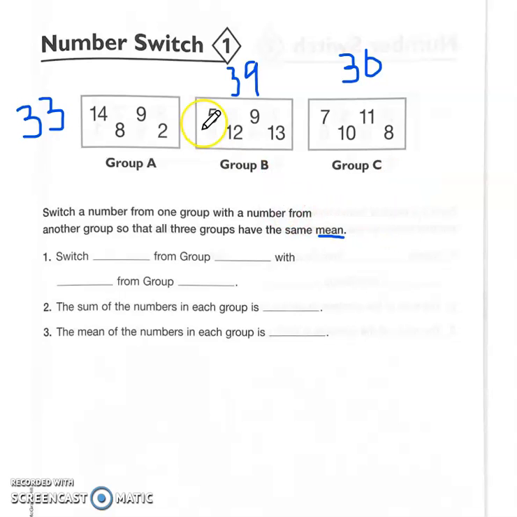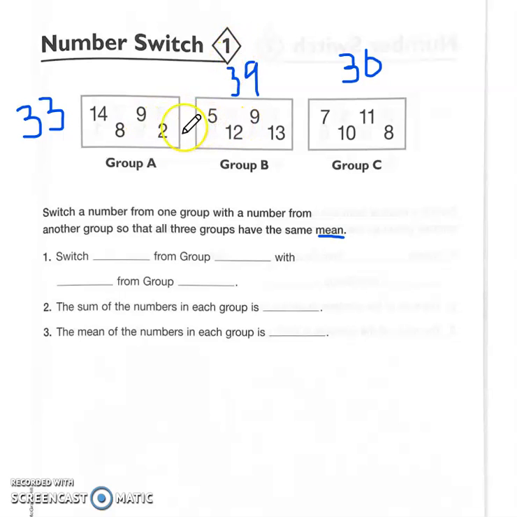I need to first figure out what I've got to do to make them the same. So to me, since group C is in the middle, we've got 33, 39, 36. 36 is in the middle, so I think I need to figure out what numbers I need to flip around between A and B to get to 36. Because I don't want 39 to get any higher, I don't want 33 to get any lower. I want both of them to equal 36 so that all 3 equal 36. So to get to 36 from 33, I need to get 3 more. And on 39, I need to get 3 less.